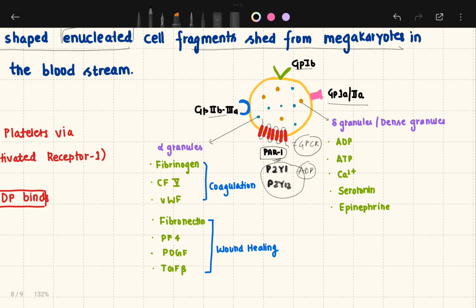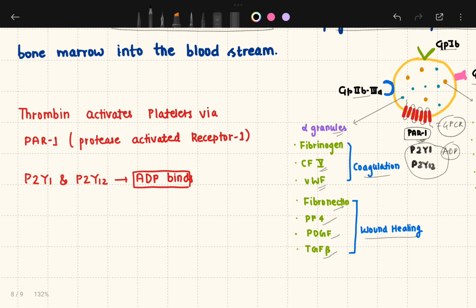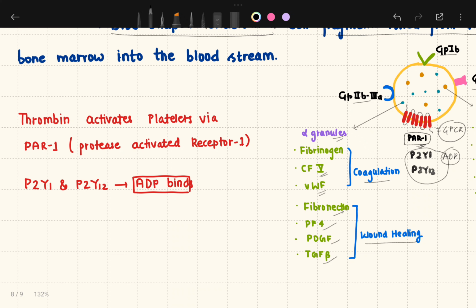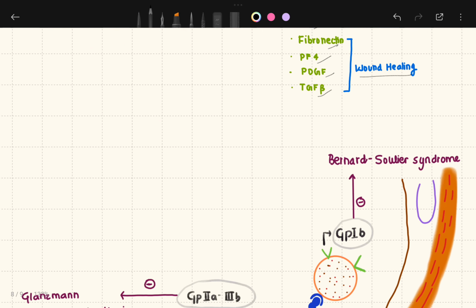Inside the platelet there are granules. There are two types of granules that we have discussed earlier, alpha granules and delta granules, also known as dense granules. Alpha granules contain fibrinogen, clotting factor 5, von Willebrand factor, fibronectin, platelet factor 4, platelet derived growth factor, and transforming growth factor beta. Fibronectin and these other factors help in wound healing, and these three factors help in the coagulation process. Dense granules contain ADP, ATP, calcium, serotonin and epinephrine. Now thrombin will activate the platelet by binding with the PAR, that is protease activated receptor 1, and ADP binds to the P2Y1 and P2Y12 receptors.